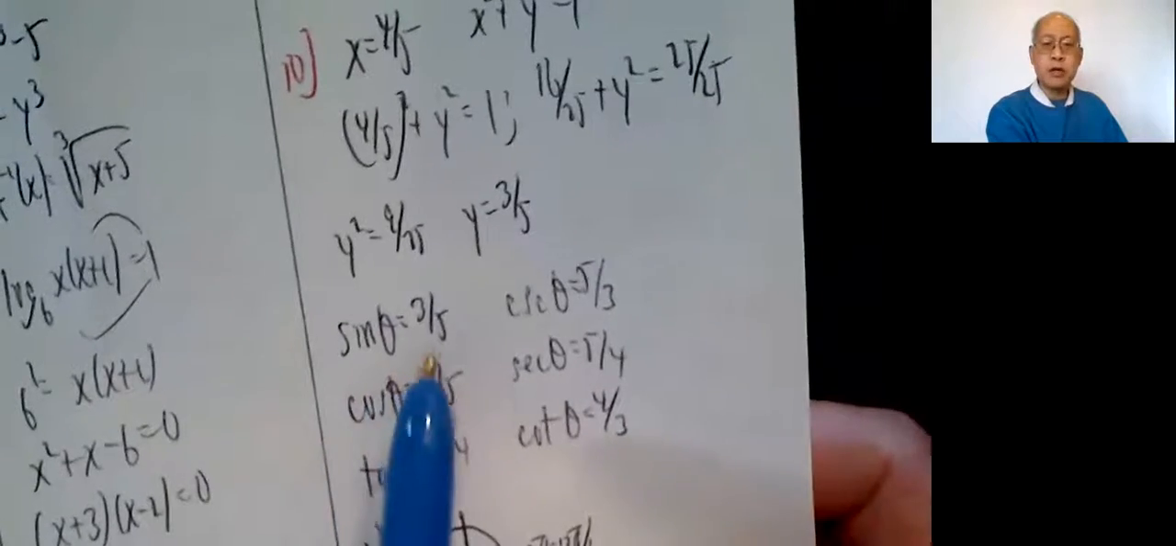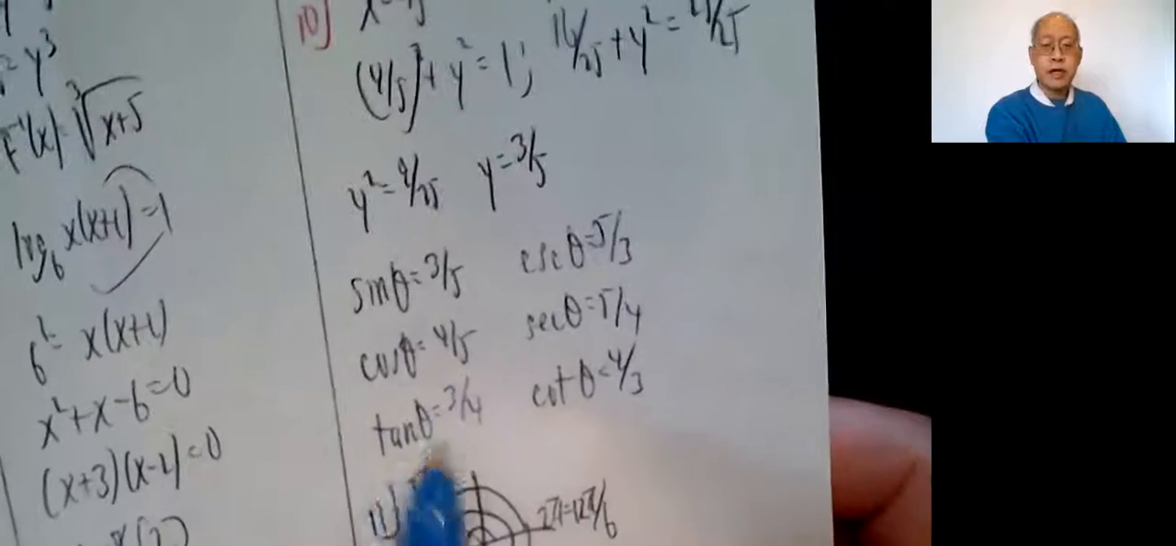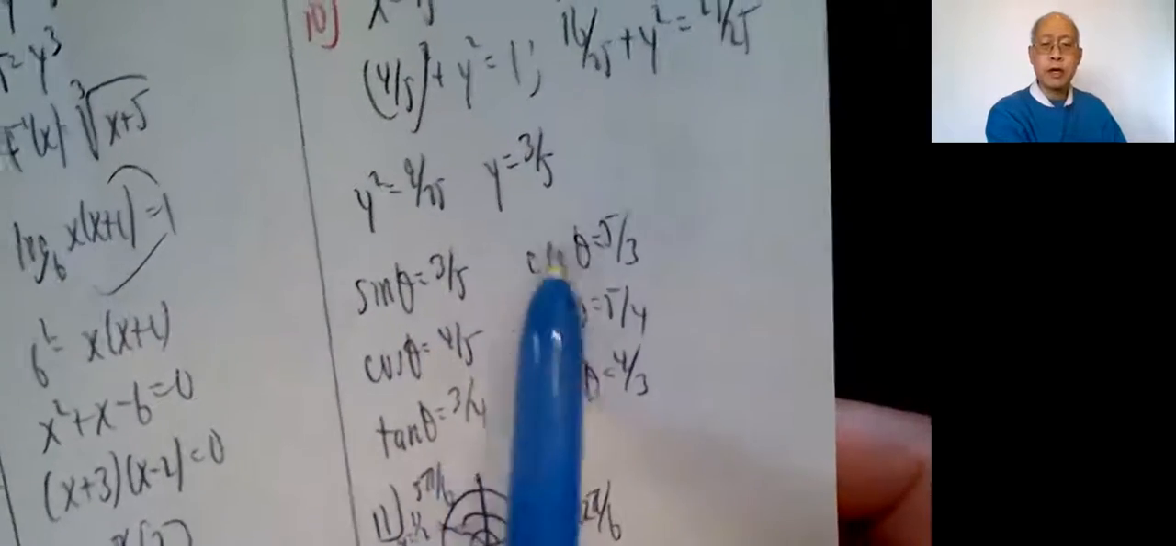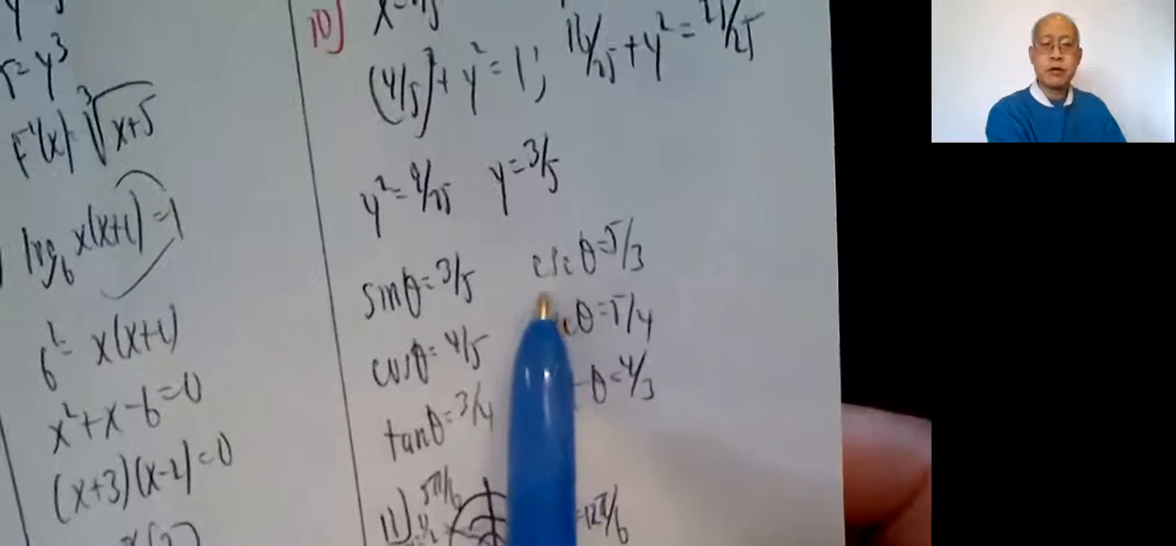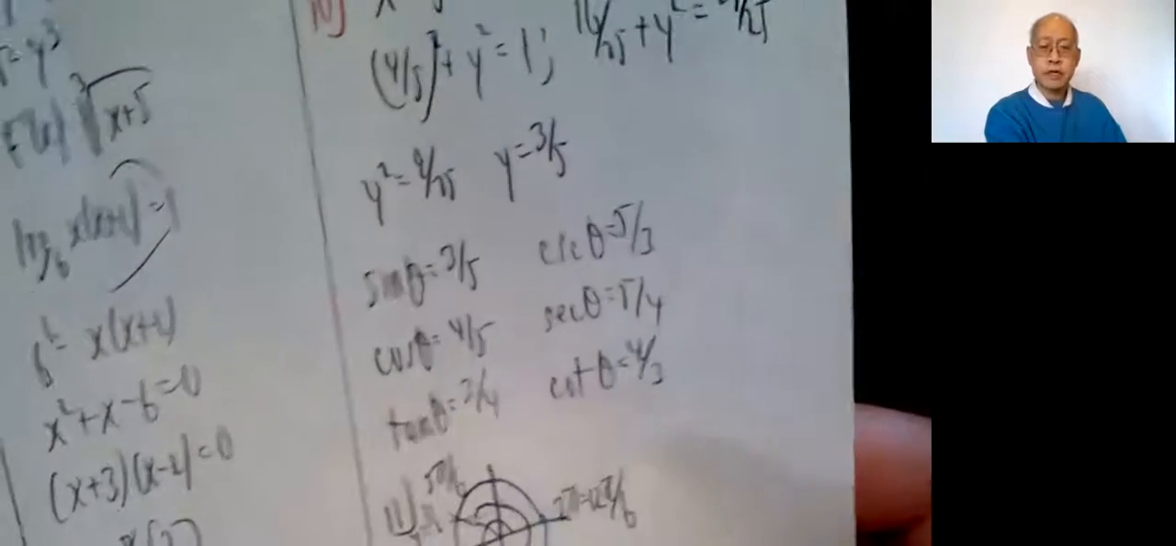So sine of theta is the y coordinate, 3/5. Cosine theta is the x coordinate, 4/5. Tangent of theta is sine over cosine, that divided by that. Drop the 5s to be 4s. And flip, flip, flip. So cosecant theta is 5/3, secant theta is 5/4, cotangent theta is 4/3.